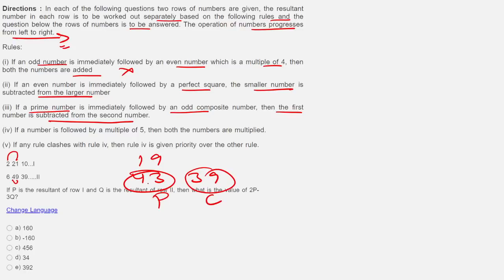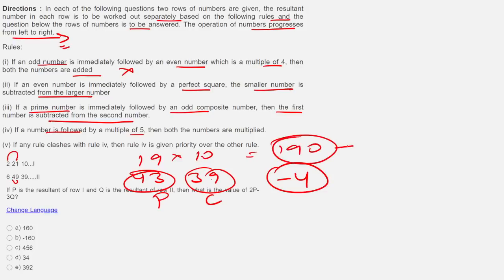And then the first number is subtracted from the second. What I am getting here is minus 4. Right? And here I got 19 and 10. If a number is followed by a multiple of 5, then the number is multiplied. So 19 into 10, this will give me 190.